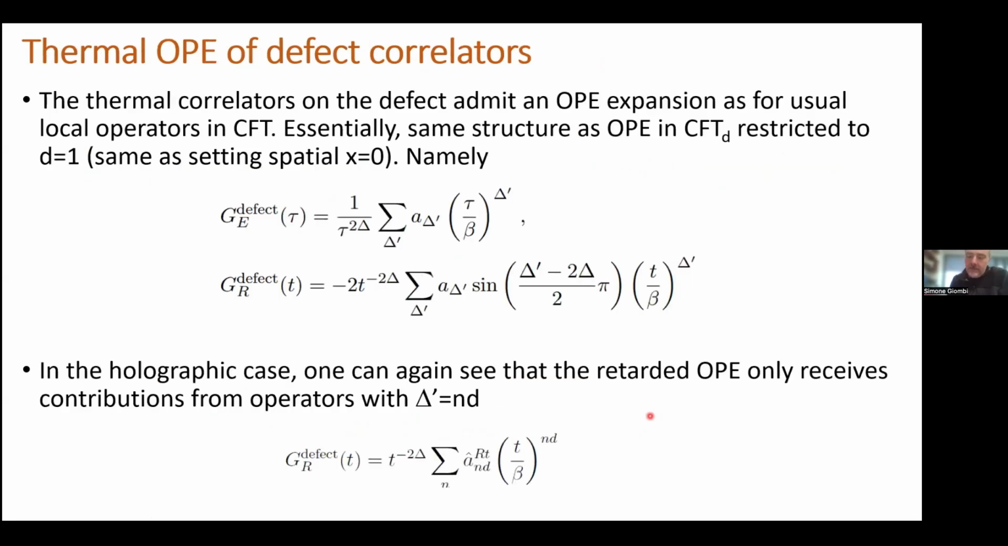Okay, and again, you can match this with the OPE expansion. And the OPE expansion for these defect correlators takes the same form as the OPE expansion for the parent CFT in the dimension just restricted to d equal 1. So the formulas are the same as the one I showed before for the OPE at x equals 0, basically. And they look like this. And the idea is the same. If we just focus on the retarded OPE, there is, again, this sign factor. And one can see that this OPE is, again, just controlled by operators of dimension n times d.